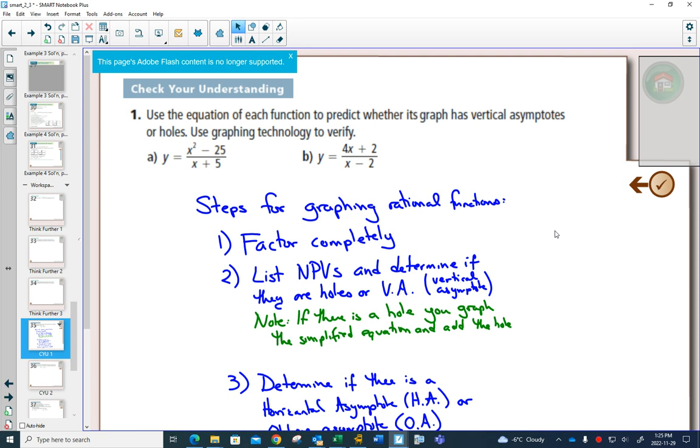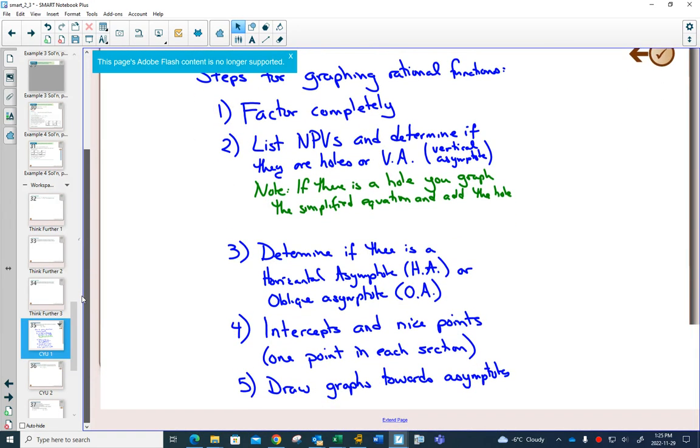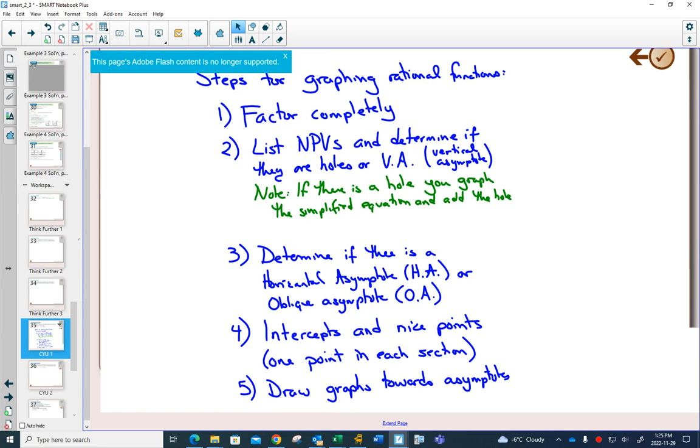All right. I'll make this bigger so that you can see it better. First thing I'd like you to do in example 1 here is write down the following steps for graphing our rational functions.